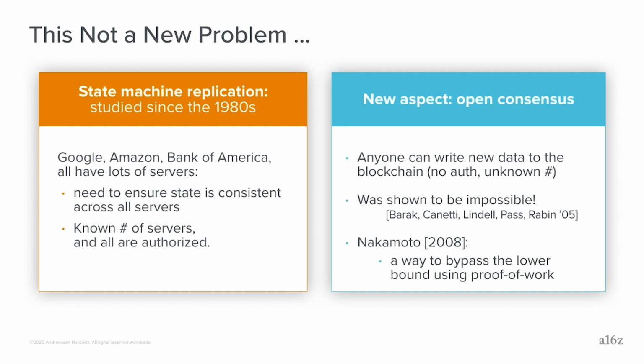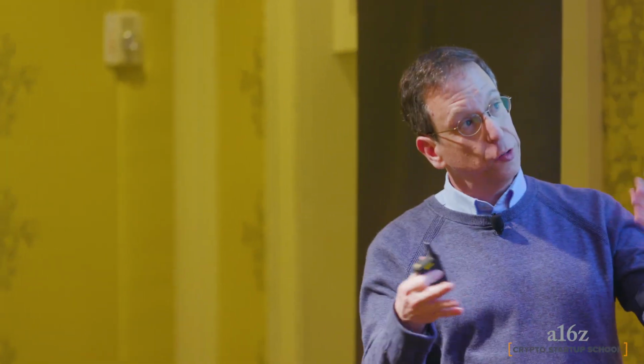And the surprising thing is that people have asked, can we do consensus in these settings? There's an impossibility proof that says you cannot achieve consensus if you don't have authentication or you don't know how many participants are in the network. Nakamoto's innovation is a way to get around this impossibility result. I'll talk about that in just a second.